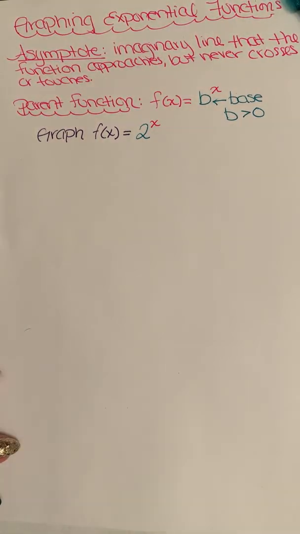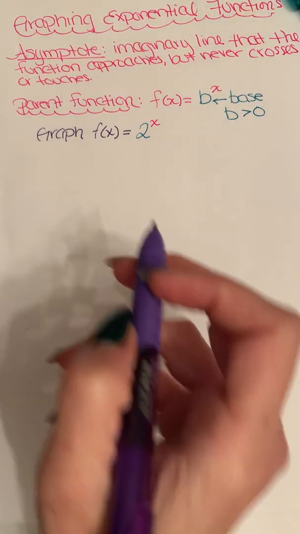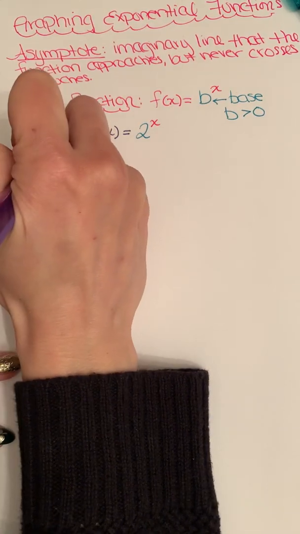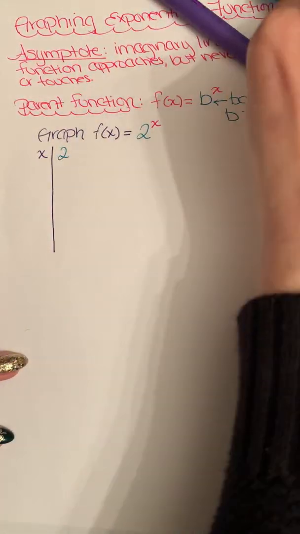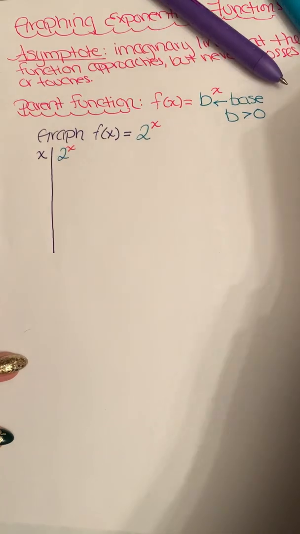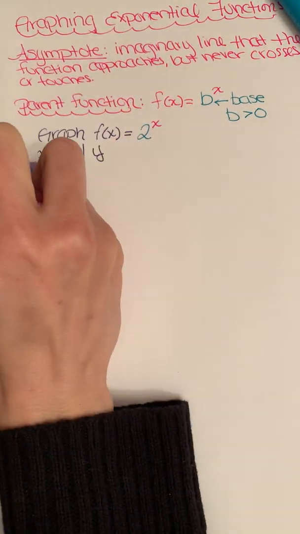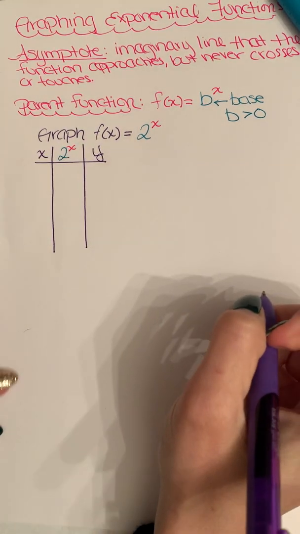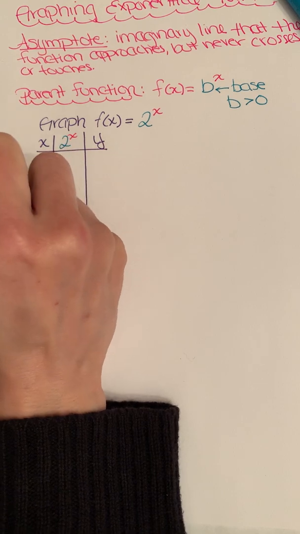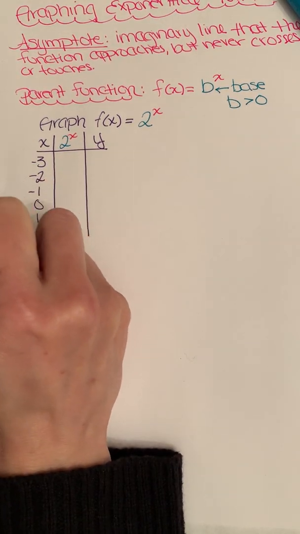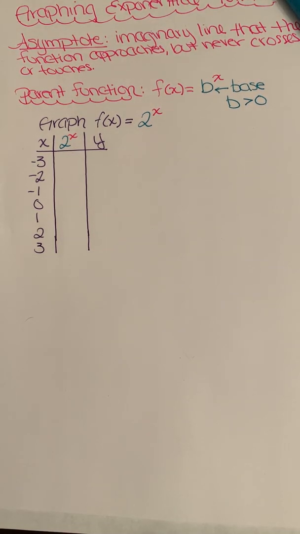All right. The way that we're going to graph this is we're going to make a table. So we have x, we have 2 to the x, and we have y. And we're going to use the values -3, -2, -1, 0, 1, 2, and 3.